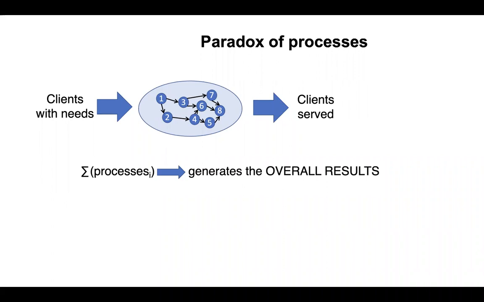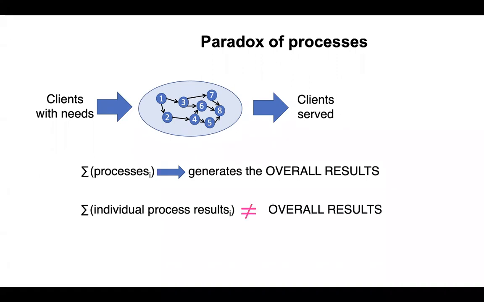So it's because of emergence that we say that in a system, the whole is more than just the sum of its parts. So the paradox of processes is realizing that optimizing the performance of a system as a whole is not the same as optimizing the performance of each of its parts. So optimizing all processes does not generate the optimum system.